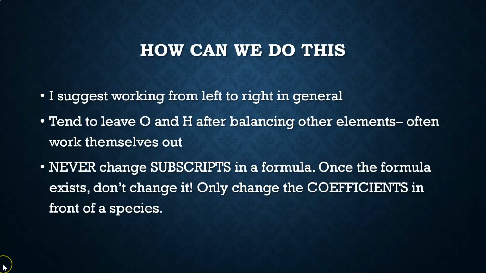Here are a few tips for balancing equations. One, I personally tend to work left to right like I'm reading. It just helps me keep from being overwhelmed with a long chemical reaction. I also will usually leave hydrogen and oxygen to the end. Oftentimes they will end up working out when you balance metals and other nonmetals. And we'll discuss more how to do that when we work on balancing redox reactions a little later.